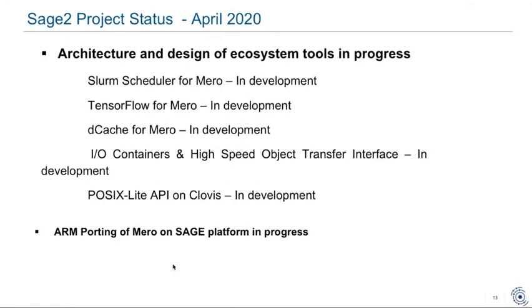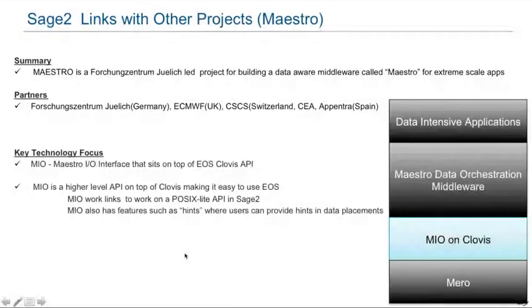In terms of the design of the ecosystem tools, we have the Slurm scheduler for Mero in progress, TensorFlow for Mero in development, and dCache for Mero in development. POSIX Lite, the IO containers, and high speed object transfer are also in development. The ARM work is also in progress. We are actively making sure that we link with other projects and possibly other initiatives. We are open to collaborating with initiatives that you all bring to the table.